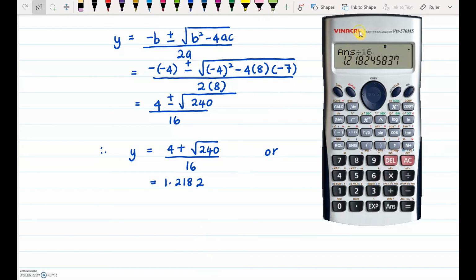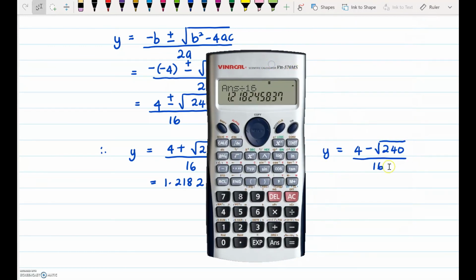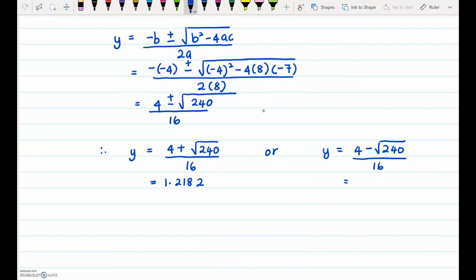And then for the second one, we calculate the second. We first calculate the square root of 240, which we got earlier. So 4 minus the square root of 240, divided by 16. So the answer is negative 0.7182. So this is your final answer.